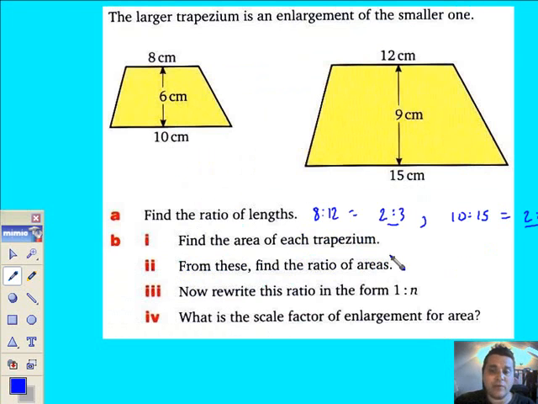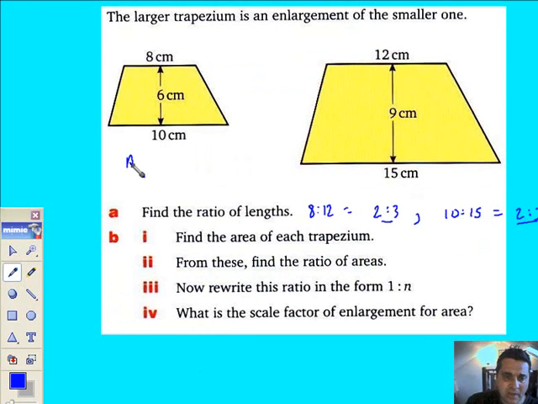From these, find the ratio of the areas. Okay then, let's just work out the areas first, shall we? So let's just do this one. You may recall area equals half of A plus B, which is 8 plus 10. Then multiply that by the height of 6. We've got 18, halve it, 9 sixes. Let's ask the calculator. 9 times 6, of course it's 54.